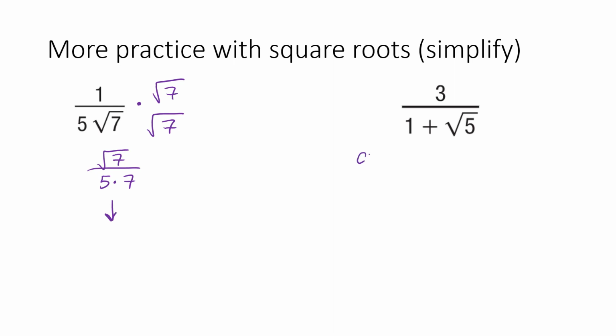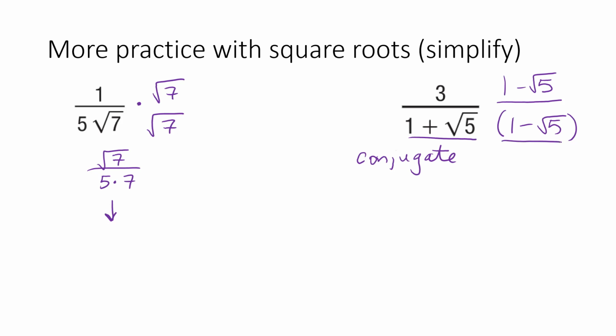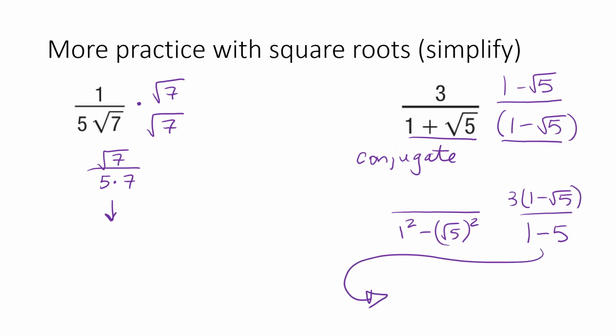Here we multiplied by the conjugate. And that looked a lot like difference of squares. So try to remember why we did that. The whole reason is when we multiplied 1 plus root 5 times 1 minus root 5, our new denominator is 1 squared minus the square root of 5 squared. But of course, that's just 1 minus 5. And in the numerator, we have to do distributing. So you're going to have to distribute out 3 times 1 minus root 5. I'm going to let you do that and do your final steps.